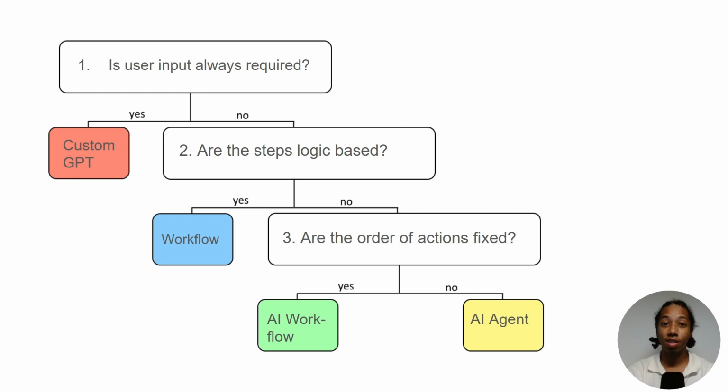So now that we've gone over the different types of AI systems that you can build, if you're still stuck and you don't know how to decide which system to build, I made a quick diagram to clear those things up. So the first question is, is user input always required? If so, then custom GPT is the best option. And if not, then we can move on to the next question, which is, are the steps logic-based? Meaning, is it going to follow specific conditions or code? And if so, then we'll go to a regular workflow. And if not, again, we have the last question, which is, is the order of actions fixed? If so, then we'll choose an AI workflow. And if not, we'll choose an AI agent if we want more intelligence or specific custom tools and rules.